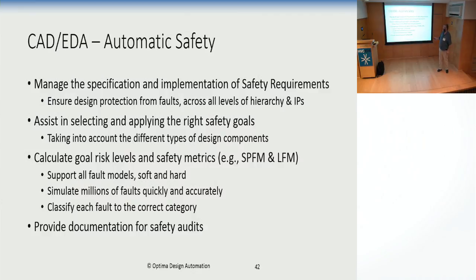You need to select and apply the right safety goals, taking into account the design components. And the big thing is calculating the goal, risk levels, and safety metrics. Calculating all of these things, doing the simulations, classifying the faults, and supporting all the fault models that we just covered, both soft and hard. Finally, it needs to provide documentation for safety audits. And in all of these very important goals, again, the critical part would be the simulation. This would be the determinant whether I can do enough simulations, can I do exhaustive simulations to have good results or not.